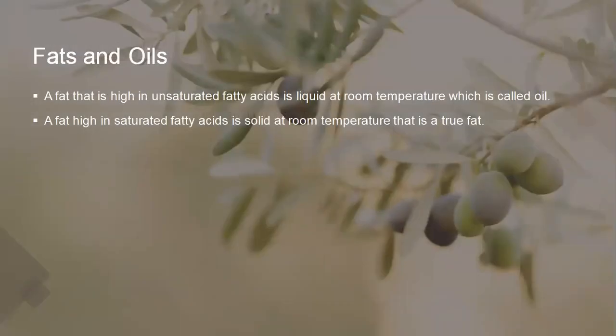So fats and oil: a fat that is high in unsaturated fatty acids is liquid at room temperature, which is called oil. A fat which is high in saturated fatty acids is solid at room temperature, that is a true fat. Examples of solid at room temperature are your butter, your margarine, your tallows, the animal fat mostly. And the fatty acids which are liquid at room temperature are called oil, and those we all know.